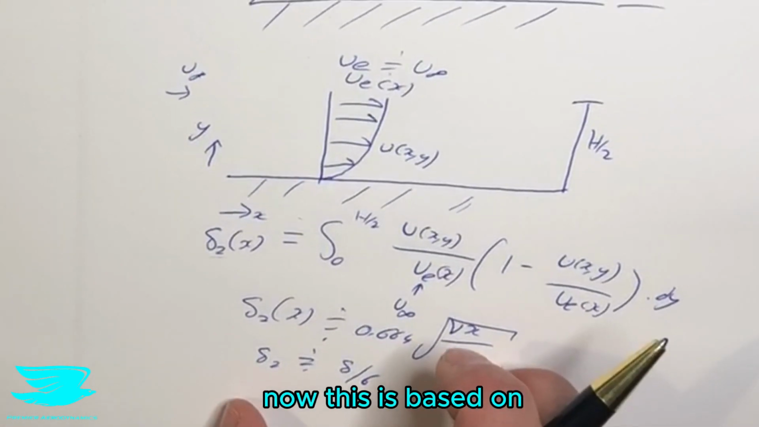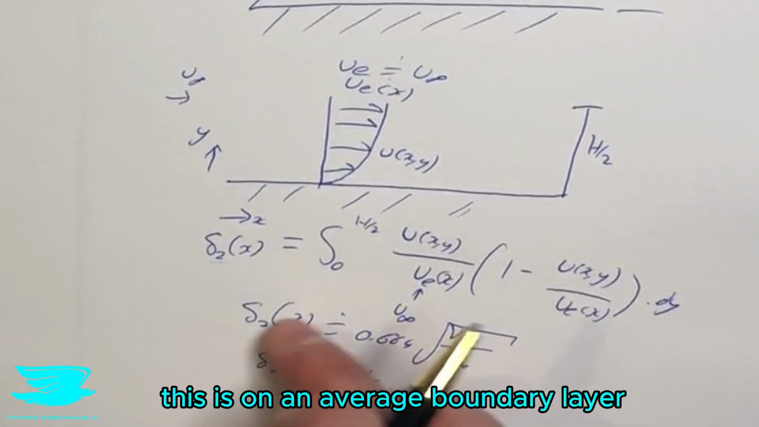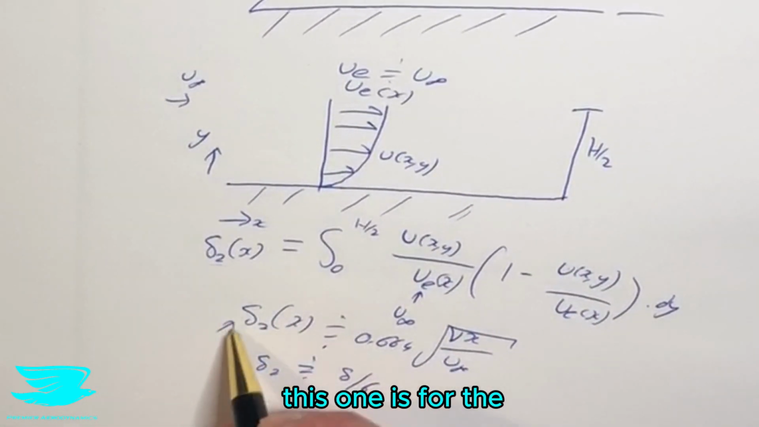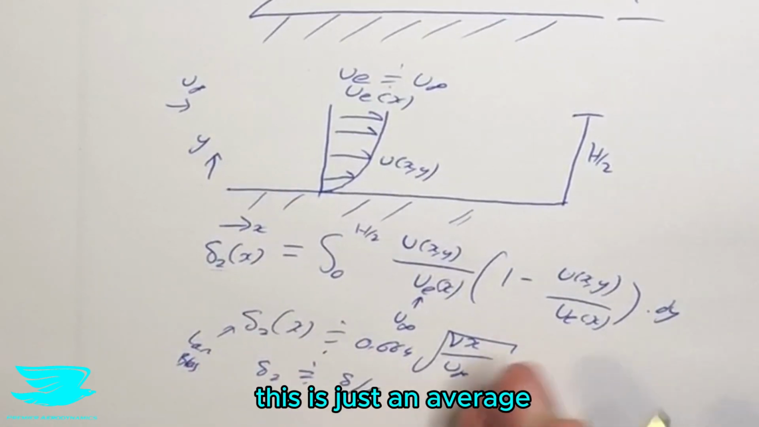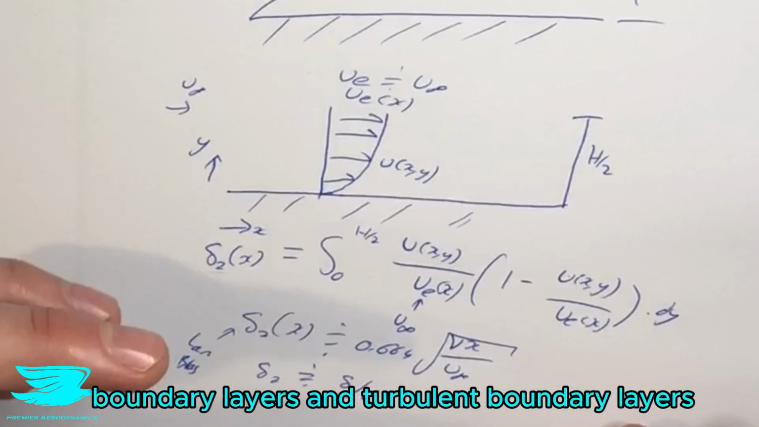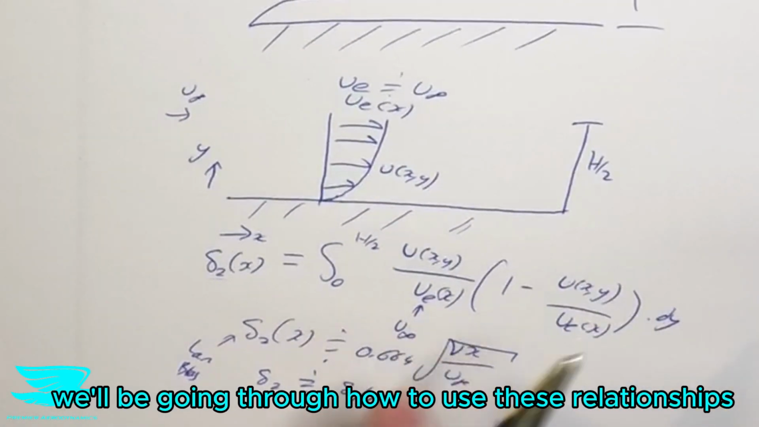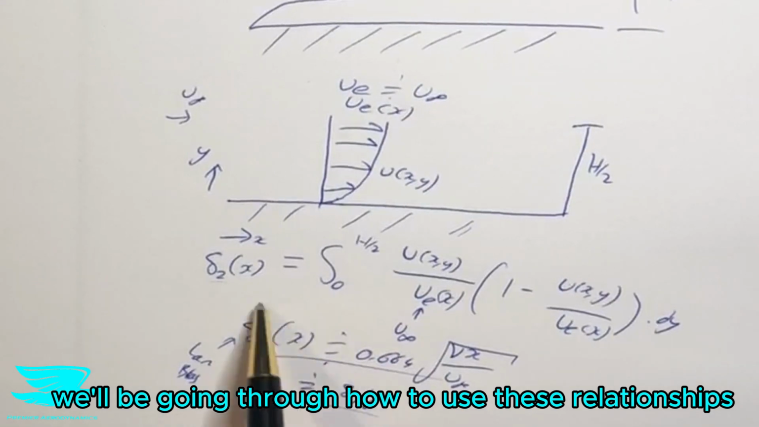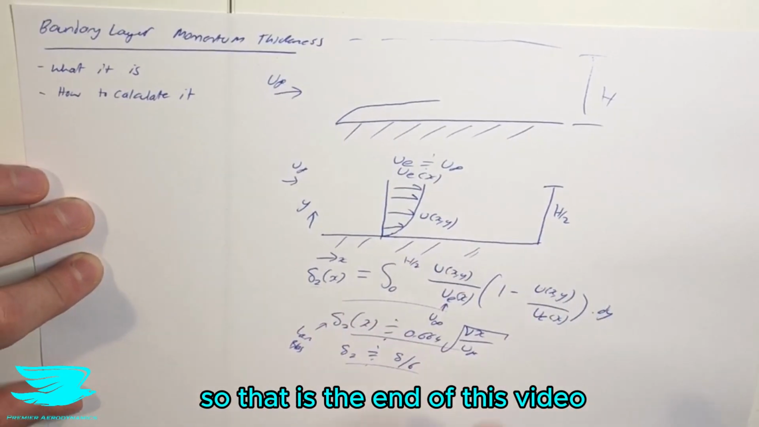Now this is based on, as I mentioned, an average boundary layer, not a laminar boundary layer. This one is for the laminar Blasius, but this is just on average. But we know that between laminar boundary layers and turbulent boundary layers, this profile is different. And in next week's video, we'll be going through how to use these relationships to determine whether a boundary layer is laminar or turbulent.